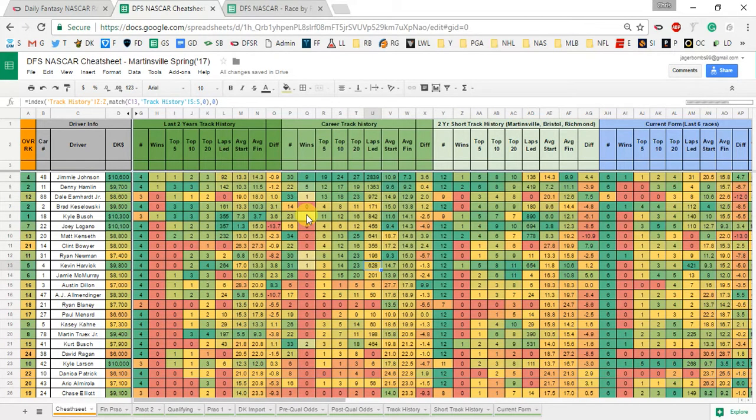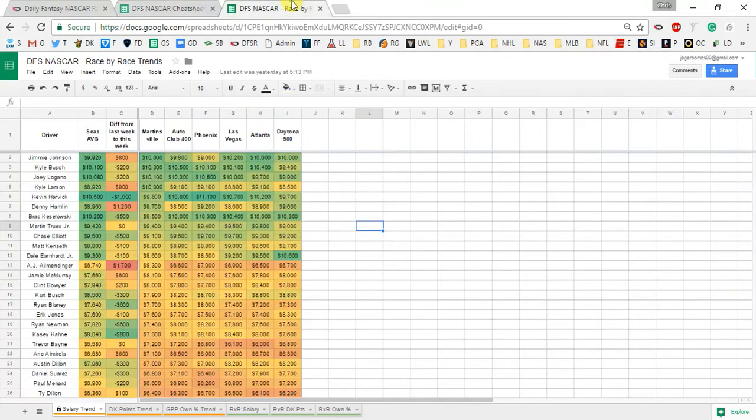And one thing to pay attention to as well with Hamlin, when we go over to the race-by-race trend sheet, is that his salary came up $1,200 this week. That could also force a lot of people away from him and maybe into Brad Keselowski or Kevin Harvick right above him, who's seen a $1,000 drop. So pay attention to that through practice as well, Denny Hamlin. See if he's got some speed, because he's been very good here in the past.